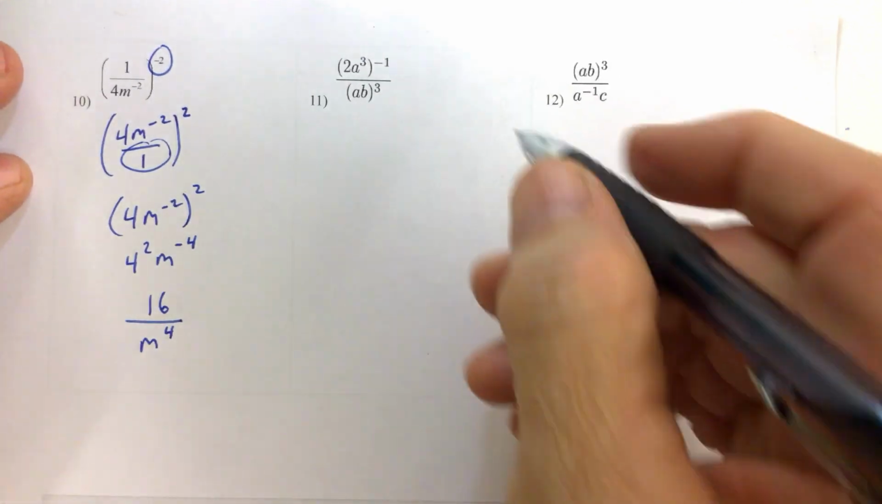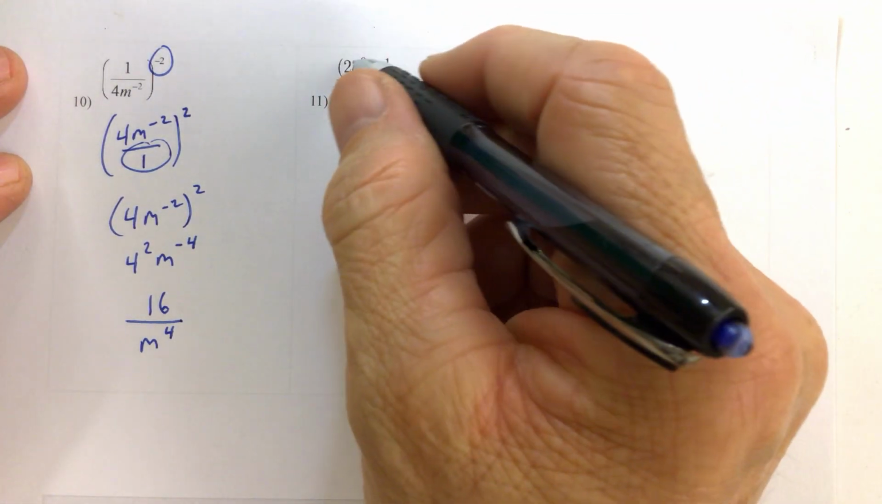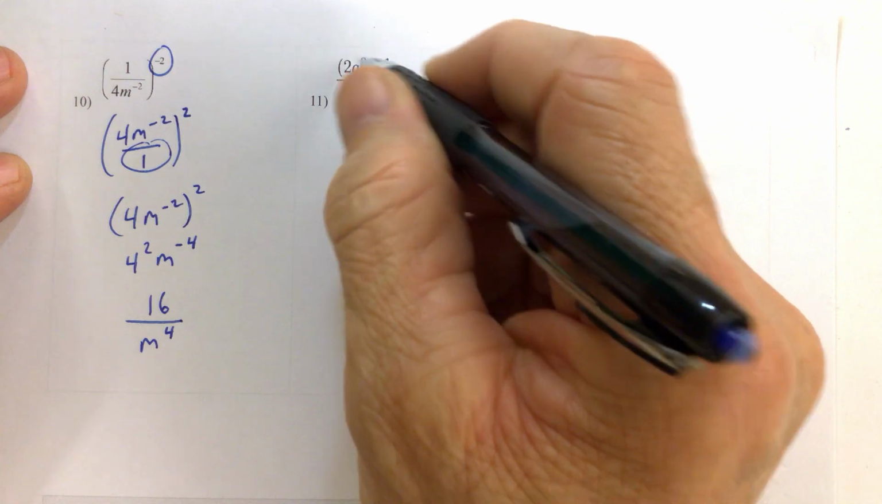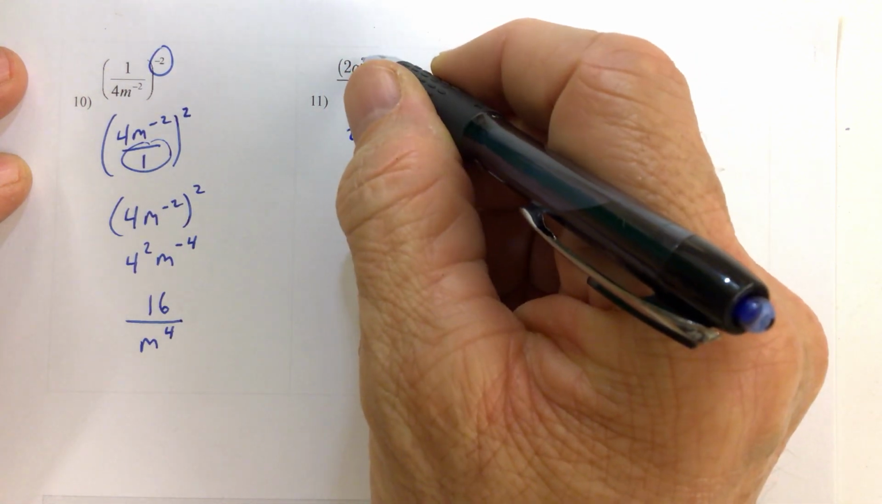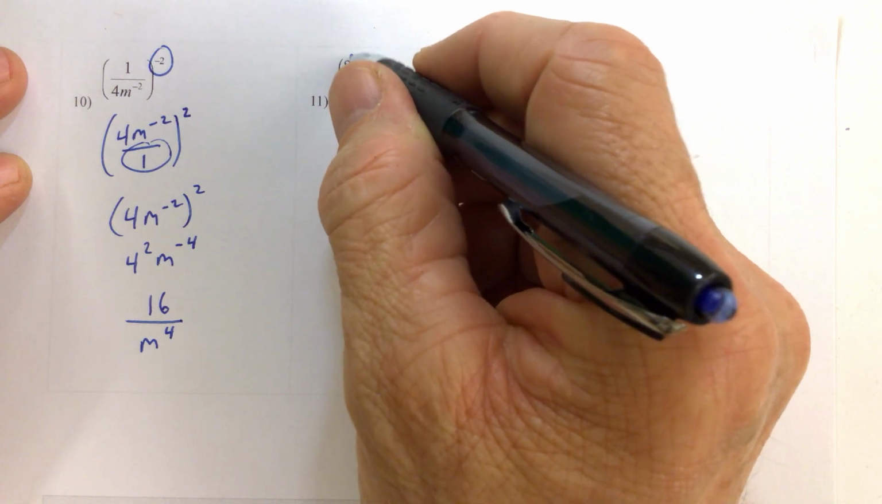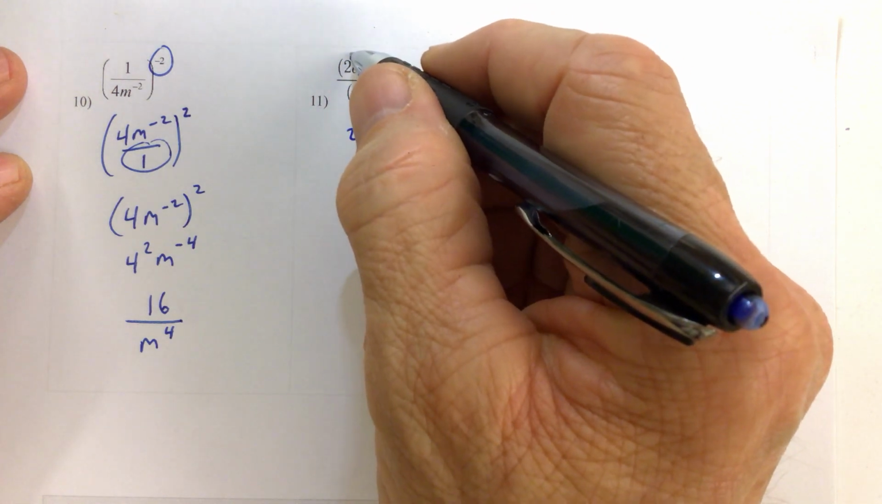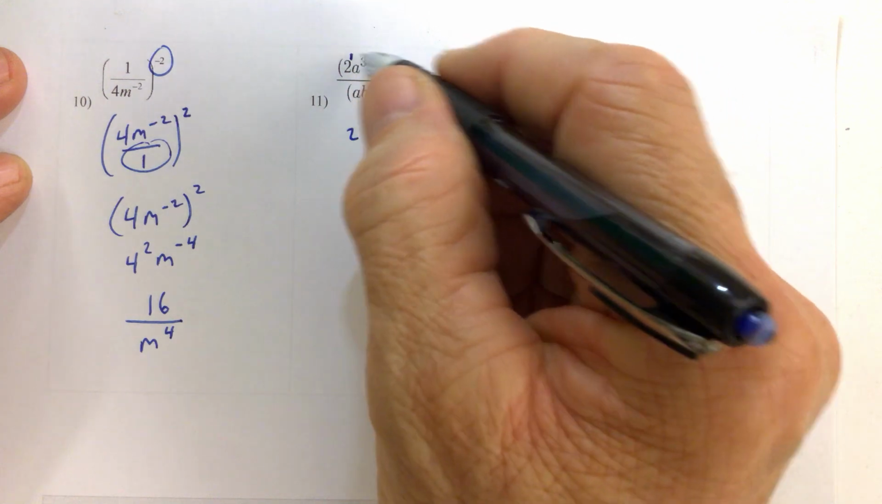So for problem number 11, let's go ahead and get rid of parentheses first. We're going to take 2 to the negative 1 up on top, a to the 3. By the way, backing up, when we have a power to a power, we want to multiply.